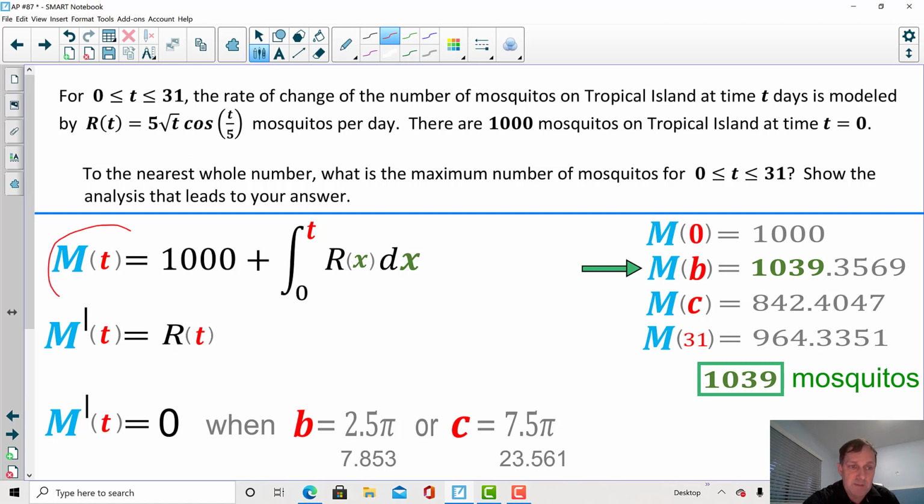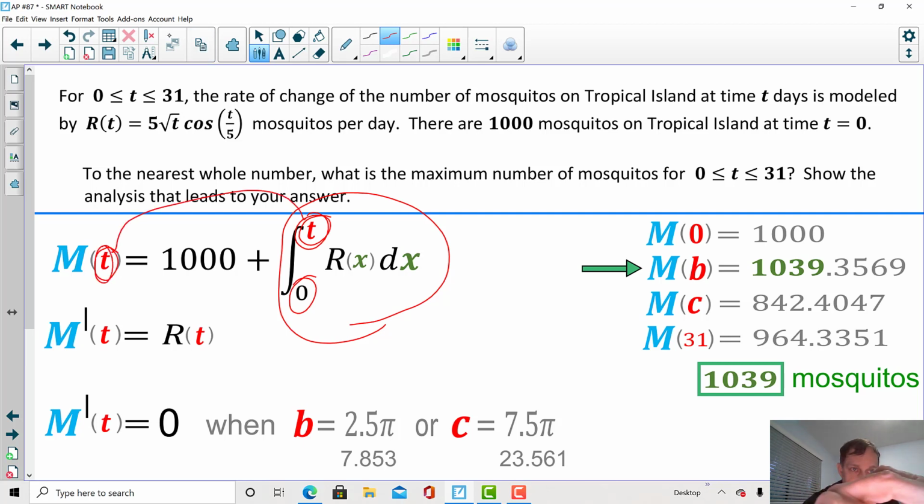So the amount of mosquitoes, I'm calling M of t. The M stands for mosquitoes. So the amount at any time t would be the starting amount, and that would be when the time is 0. So this amount goes with this time. Plus, you would have to add all the changes. So here's all the changes from 0 to any given time t. And this time t matches up with this t over here.